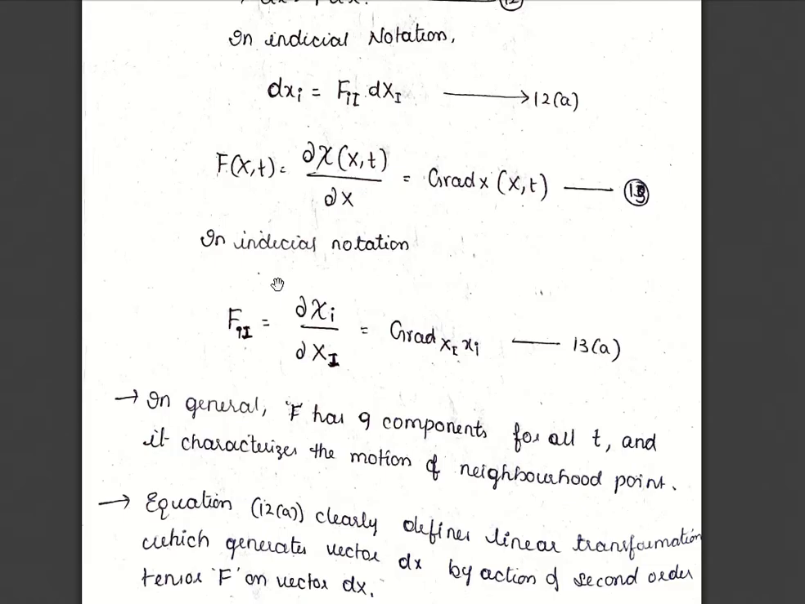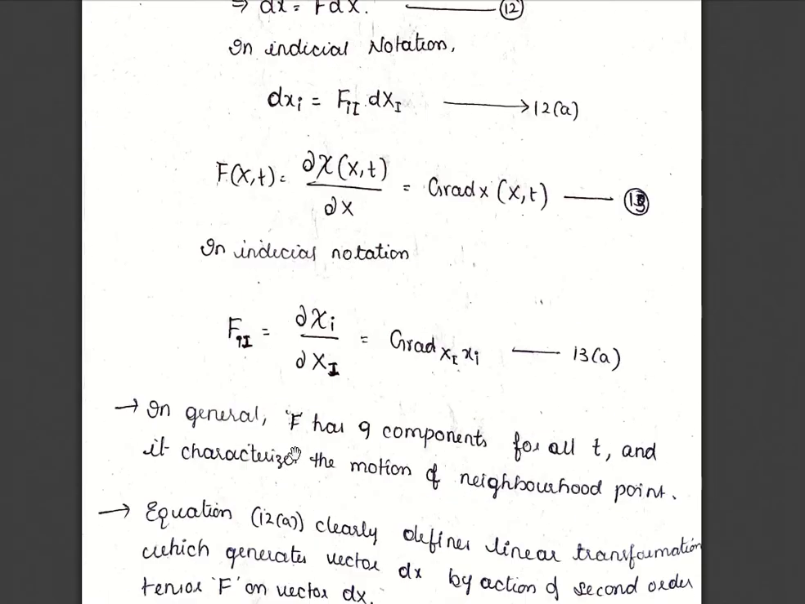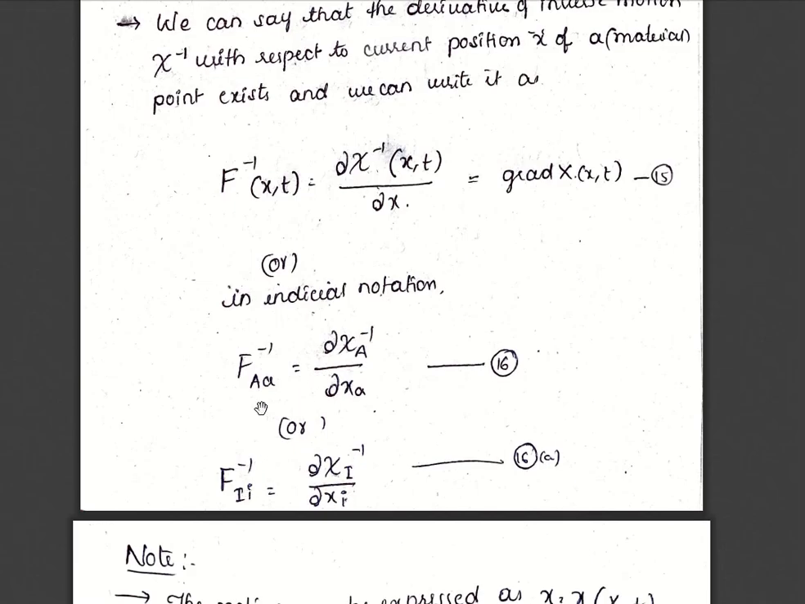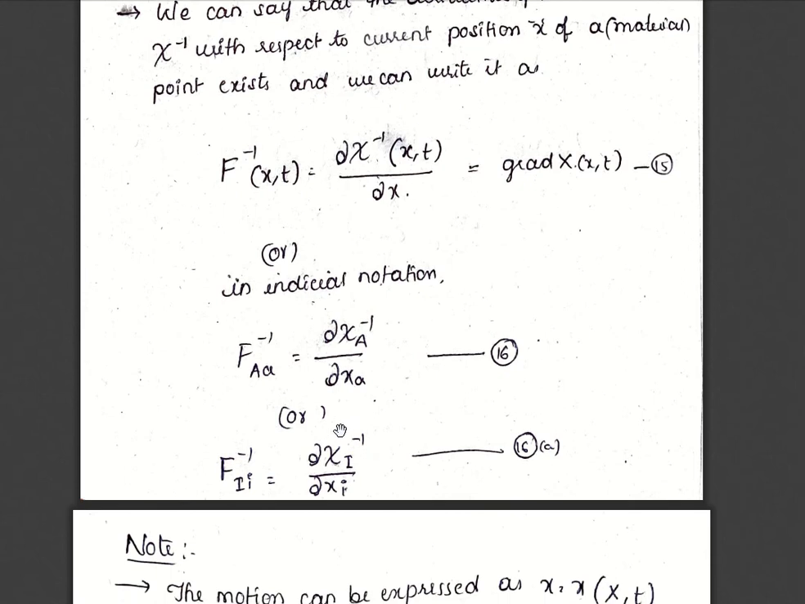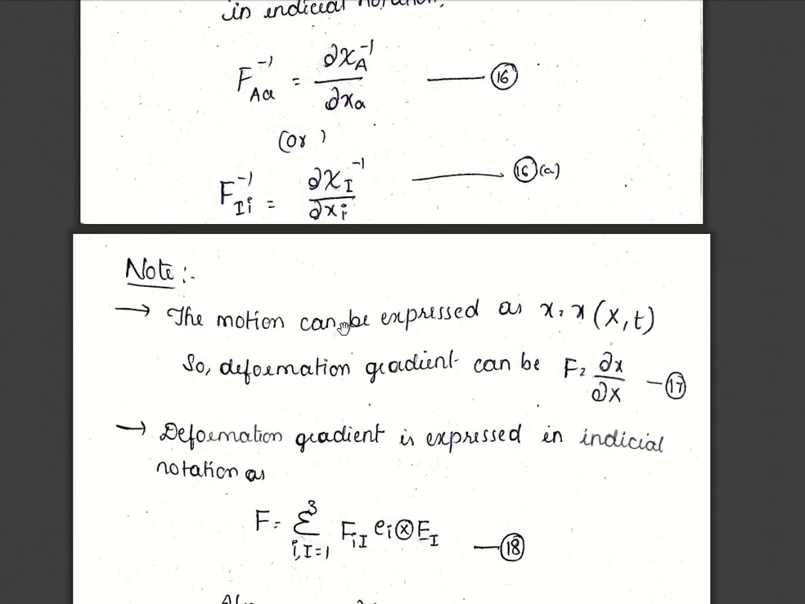Like this, you just see this F inverse. You can see how they interchange the positions of capital and small letters. So when it is inverse, f inverse capital A small a is equal to ∂χ A inverse by ∂x a, or we can write it as I. As we have been using I, we can write f inverse I, or f capital I small i inverse, is equal to ∂χ I inverse by ∂x i.